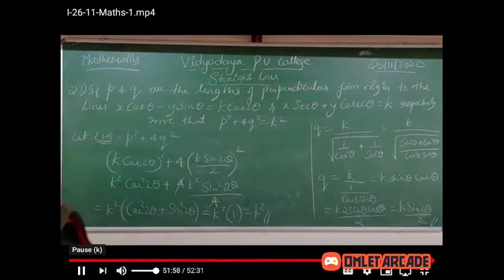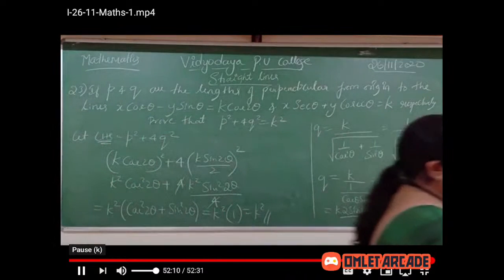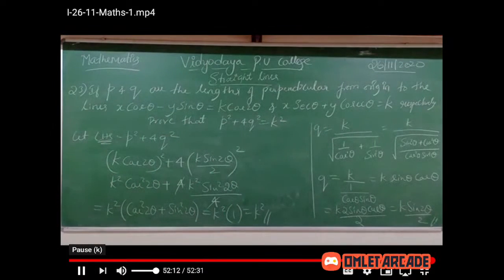See, we got the solution. So first we need to find the P and Q values. Later, by substituting the P and Q values, we can prove the equation. That is P square plus 4Q square is equal to K square. Copy this.